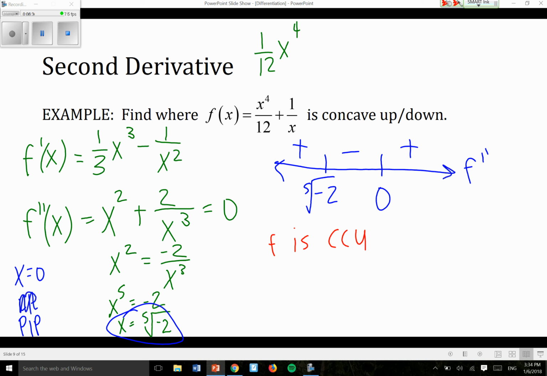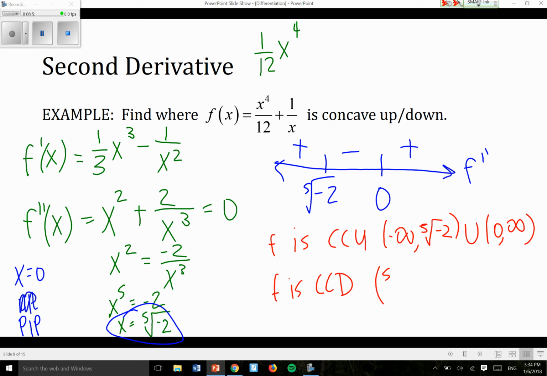is concave up from -infinity to the fifth root of -2, union 0 to infinity. And f is concave down from the fifth root of -2 to 0. There's an example of how to find concave up and concave down intervals. Also note we do have inflection points at the fifth root of -2 and 0 because f double prime changes sign.